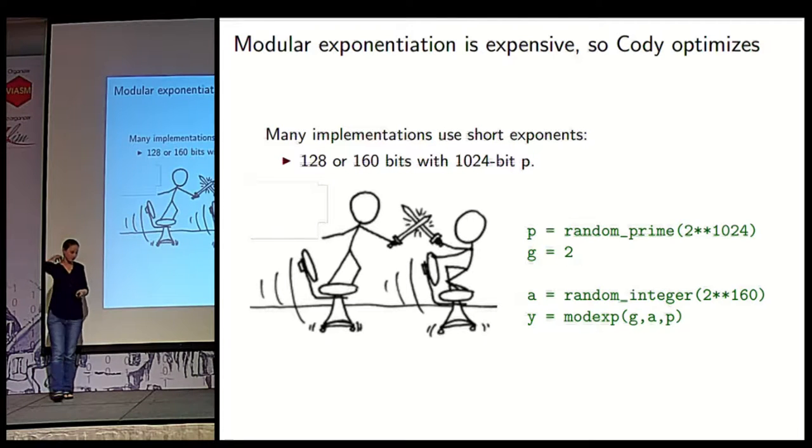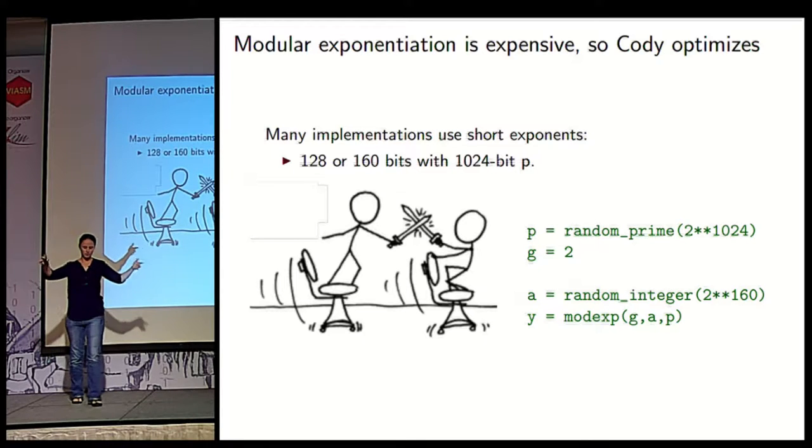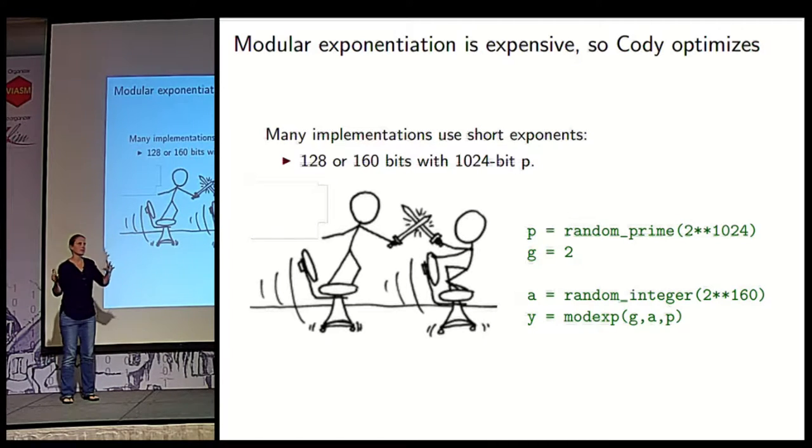So this is the basic elementary idea of things that can go wrong with Diffie-Hellman. However, in practice, things aren't quite so easy. Modular exponentiation is really expensive, so many implementations use short exponents. I was actually surprised about this when I first heard about it, but this is pretty standard. The standards say that you should use, say, 160-bit exponents with 1024-bit primes. This is to match the square root running time for attacks against the exponent length. Nevertheless, some implementations use 128 bits for some reason.